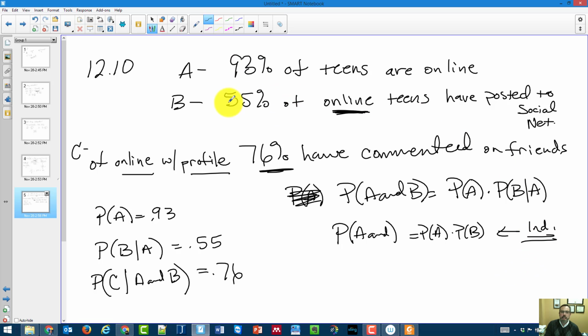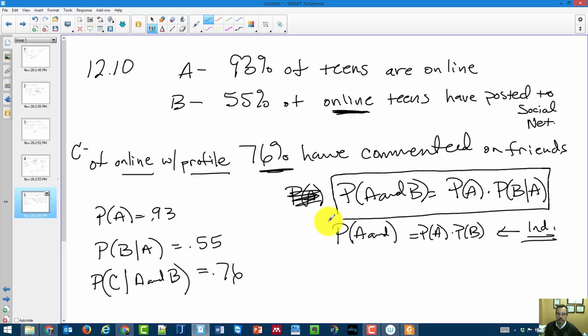All right. Here I have things that are not independent. In fact, I know for a fact they're dependent. You can't have posted on a social network unless you are already online. So that's why the general rule is what we're using for this one. This does not say 55% of all teens have posted to a social network. This says 55% of online teens have posted to a social network.